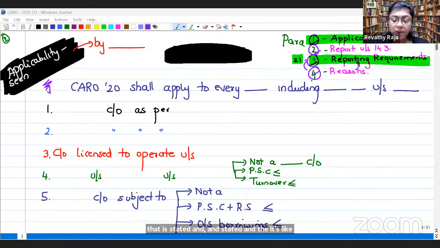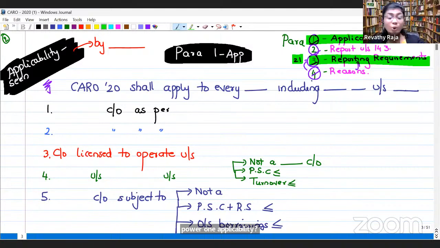Which para? Para 1. Now, what is para 1? Applicability. Now, who has to see the applicability of CARO? Is CARO applicable for this particular company audit? Is it auditor or management? The applicability has to be seen by the auditor.